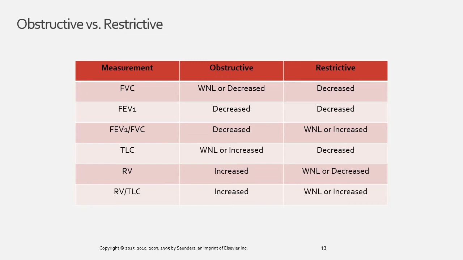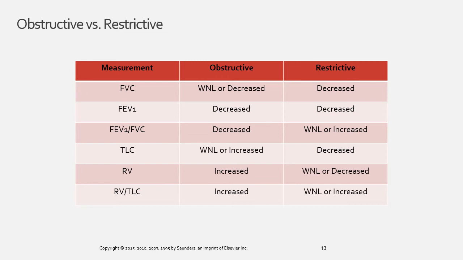Obstructive versus restrictive. In obstructive disease, which is most common with children, your forced vital capacity can be normal, or diminished. The FEV1 is generally decreased. The FEV1 to FVC ratio is decreased. The total lung capacity is either normal or increased. The RV, the residual volume, is increased. It shows how much air trapping there is. And the residual volume to the total lung capacity is usually increased.